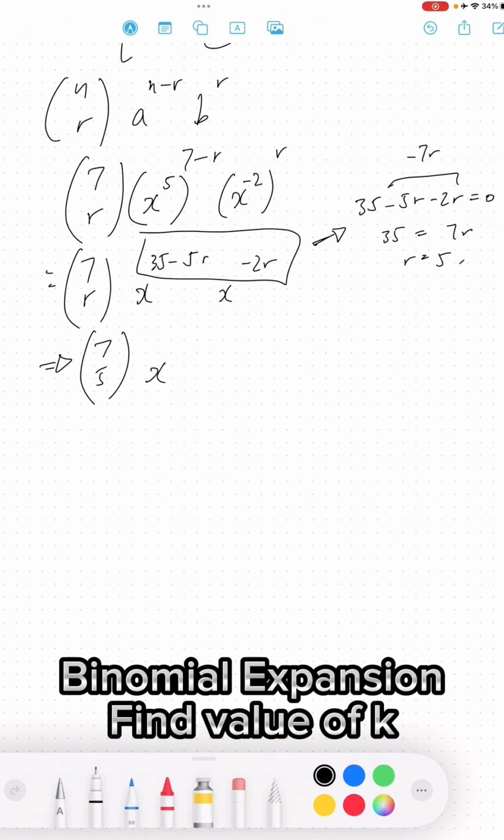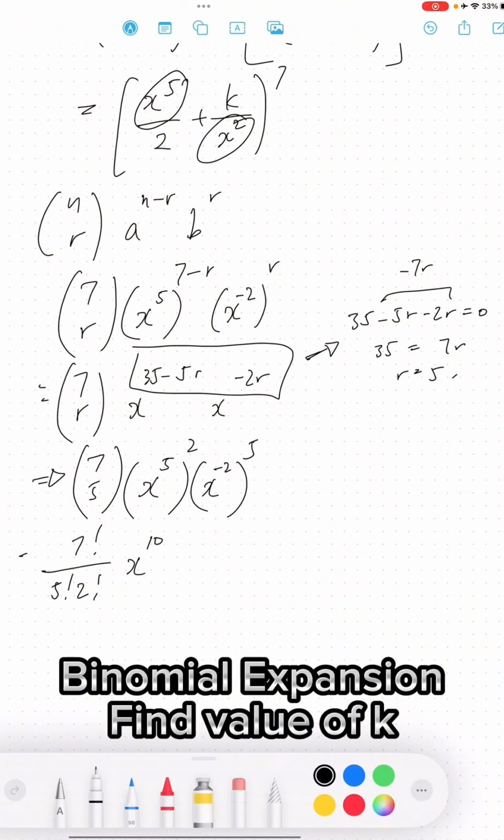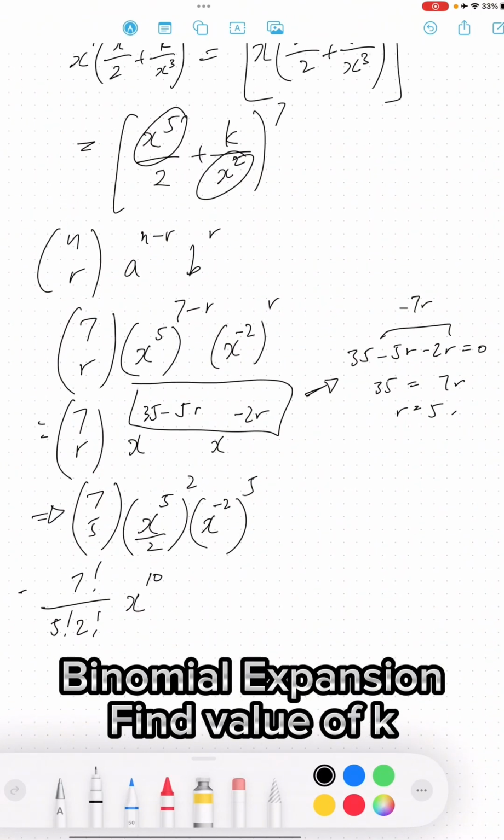x to the power of 5, so that will be the sixth term, right? Yes, that's the sixth term. Then you have x to the negative 2 to the power of 5, and that's 7 factorial over 5 factorial times 2 factorial, x to the 10. Oh, actually we forgot something. We forgot the negative 2 here, and there should be a k as well.